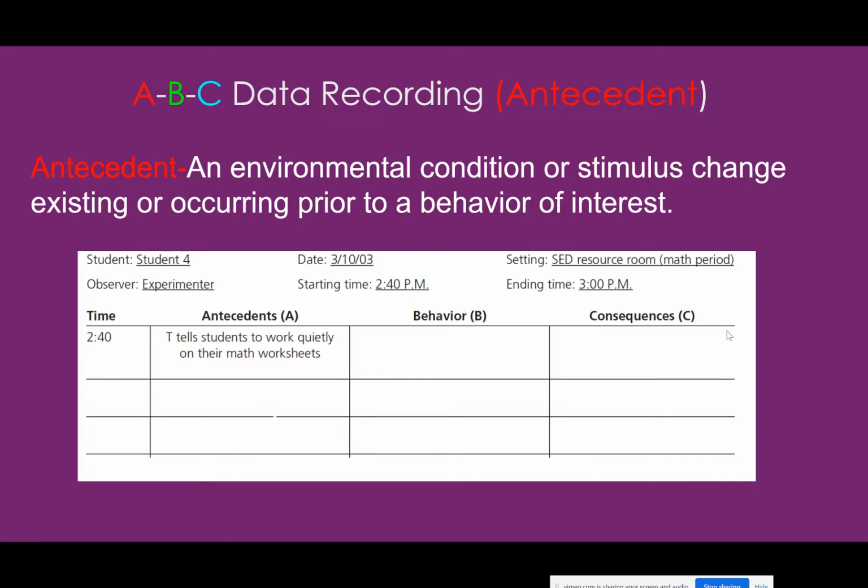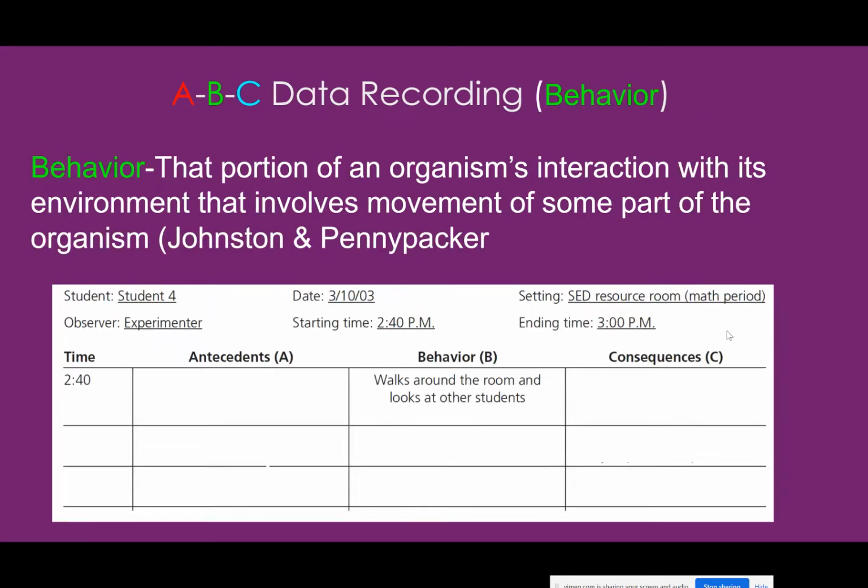Antecedent: an environmental condition or stimulus change existing or occurring prior to the behavior of interest. For my example, I have at 2:40, T tells student to work quietly on their math worksheet. T is an abbreviation for teacher. So that's the antecedent. The teacher asks the student to work on their worksheet. Now it's an ABC record, so we know there's going to be behavior. Maybe you're starting to think ahead of me a little bit. What do you think the behavior was? What did this student do? You might have a particular student in mind who gives you something every time you ask them to do anything.